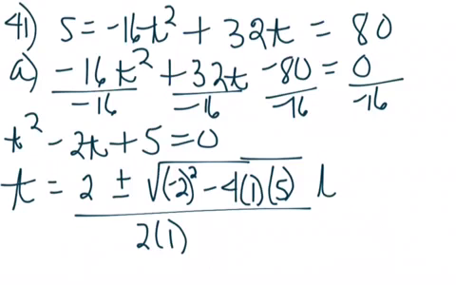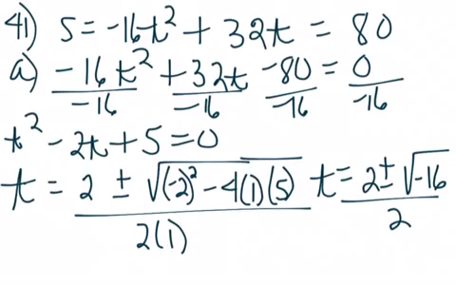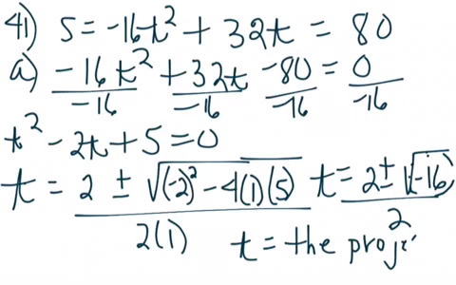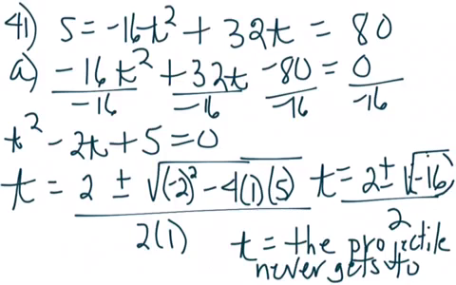Then we have t equals 2 plus or minus the square root of negative 16, over 2. Well, we had a lesson that talked about the discriminant, and if the discriminant was negative, that means you got two complex roots. Well, we can't have complex times in real life situations, so the answer is the projectile never reaches 80.